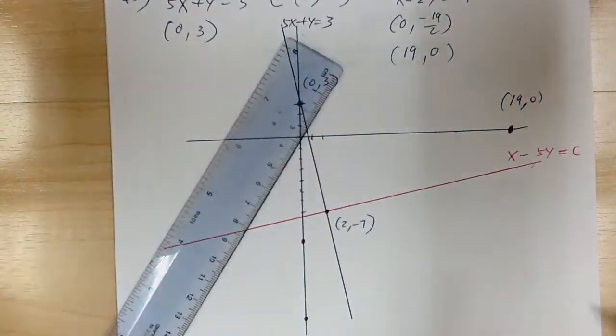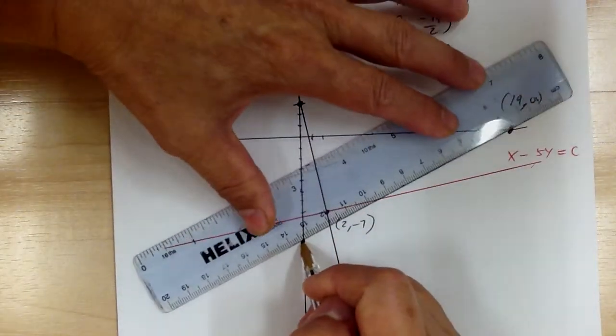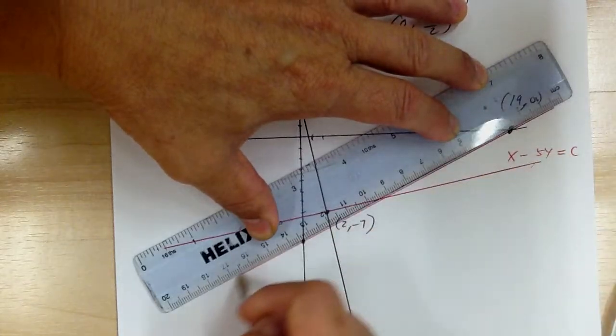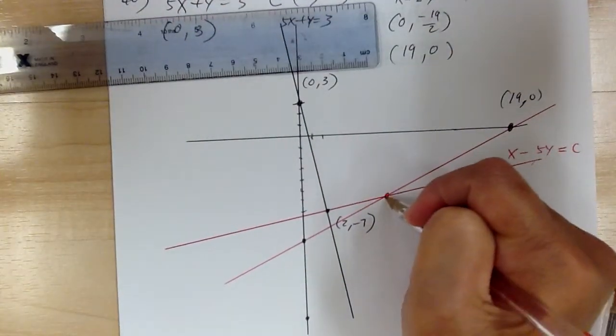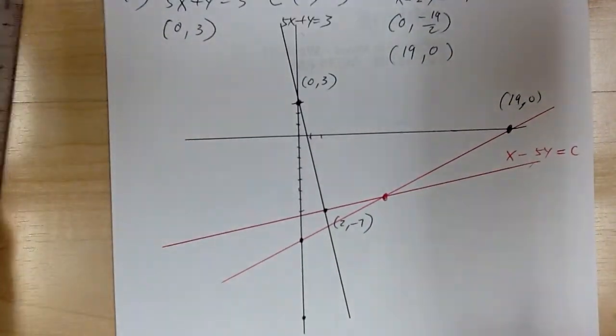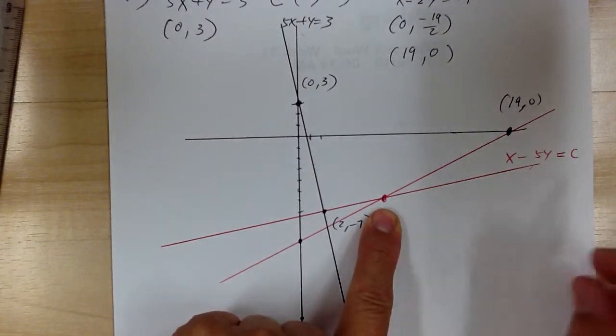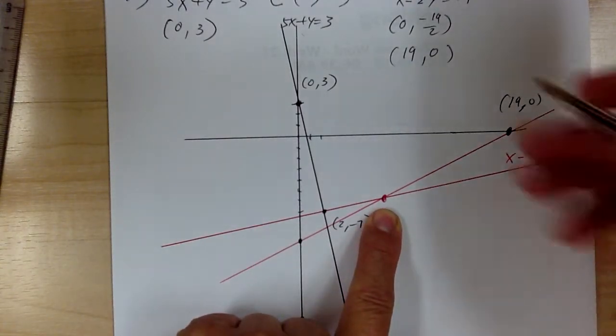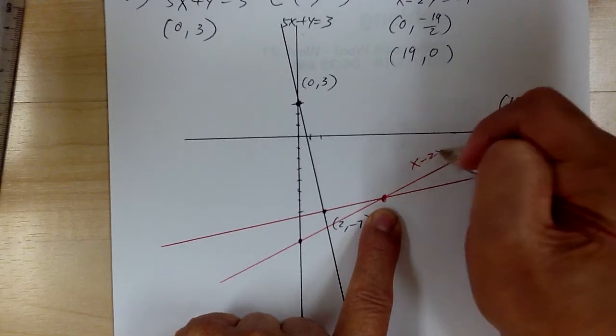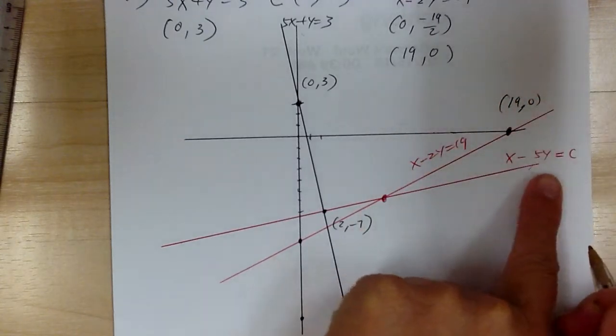Right over here. So here is your line over here. So your center is going to be right over here. Okay, so in order to solve for these, you have to get the two equations, right? So this is x minus 2y equal to 19. So you have to solve for this one.